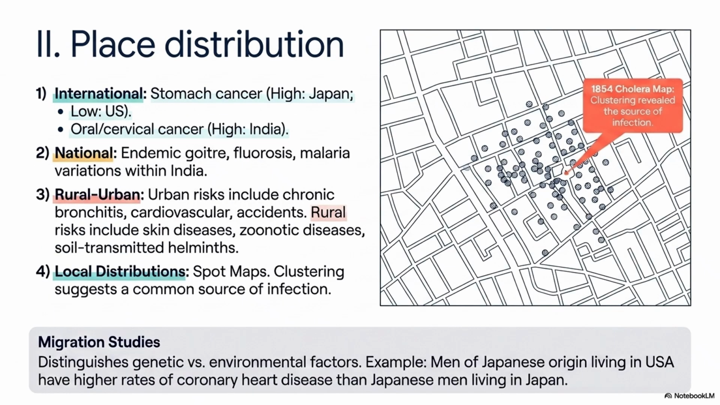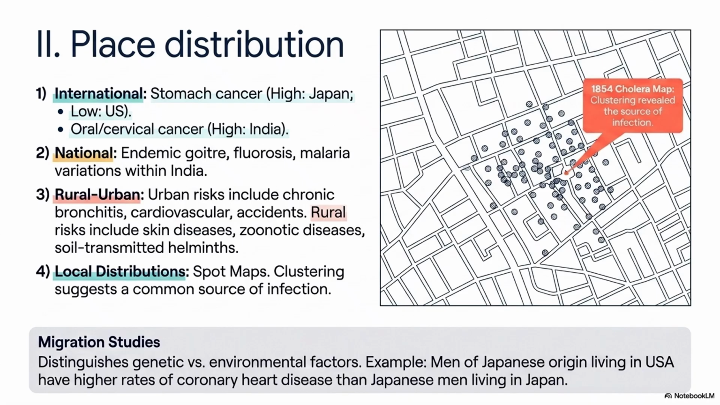Time distribution is over, and now we will see place distribution. Place distribution can be international, national, rural, urban and local distributions. International means particular diseases are common in particular countries compared to other countries. Say for example, stomach cancer is high in Japan and low in the US. The reasons could be different, like lifestyle factors, genetic susceptibility and eating habits.